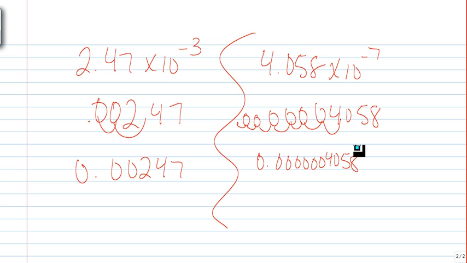Okay, so once again, if you have a number in scientific notation and you want to convert to standard form, if you have a positive exponent, you're going to move your decimal to the right. If you have a negative exponent, you're going to move your decimal to the left.